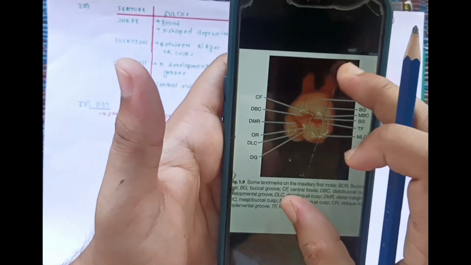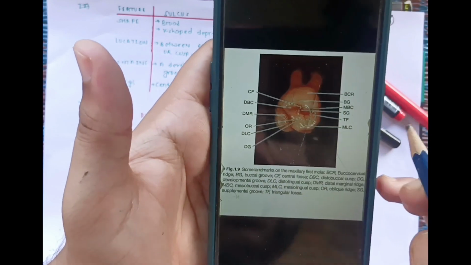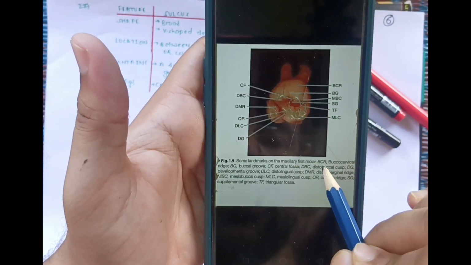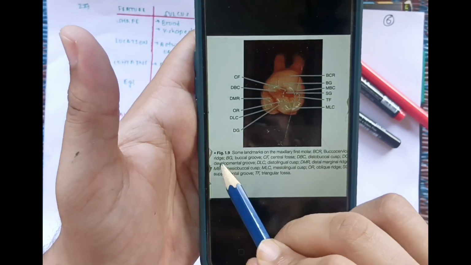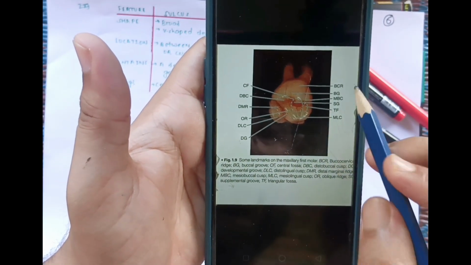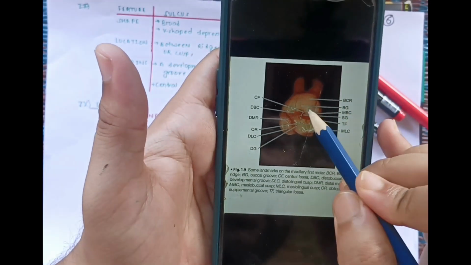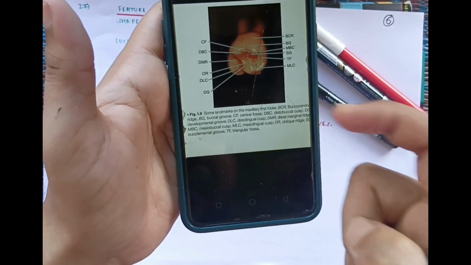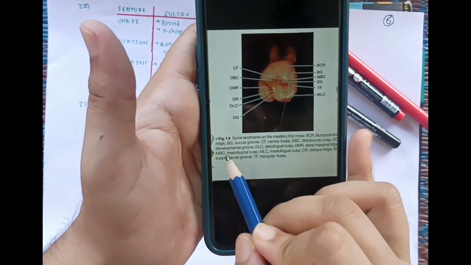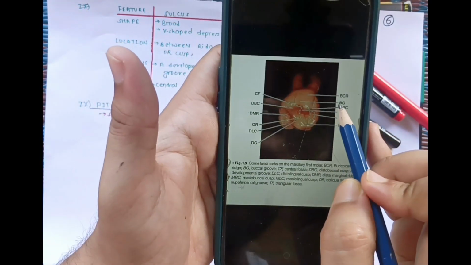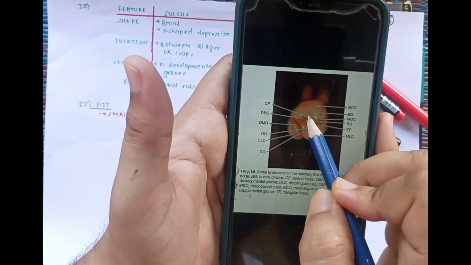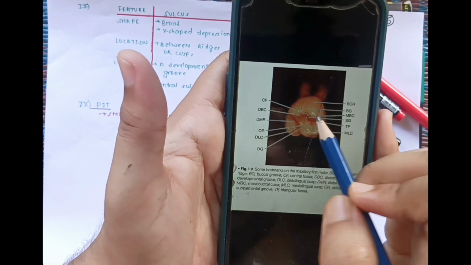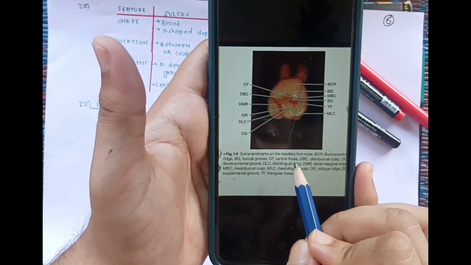We can see here, this is taken from Wheeler's, and this is a maxillary first molar. BCR means buccocervical ridge. It is a ridge on the buccal side, in the cervical portion, an elevated structure. Similarly BG is the buccal groove, a groove running between the two cusps of the buccal side of the maxillary first molar. Similarly we can see here the central fossa.